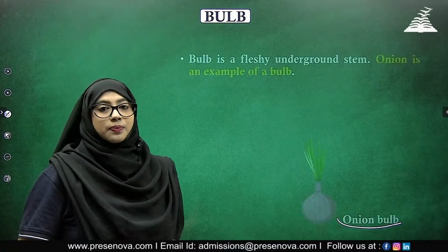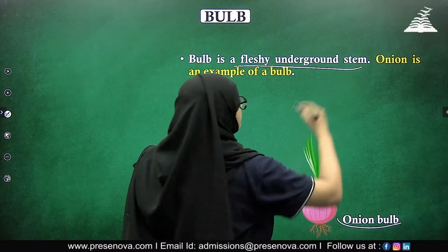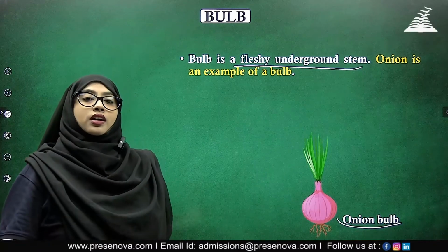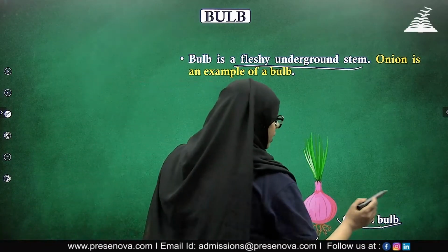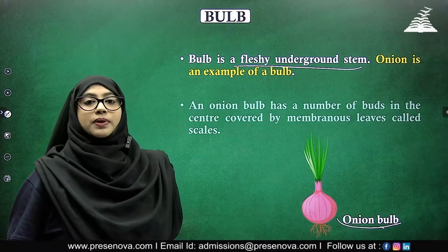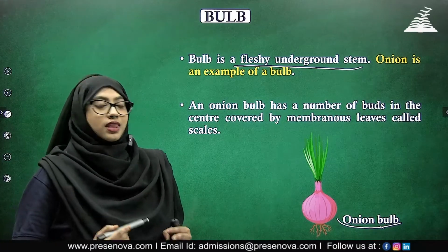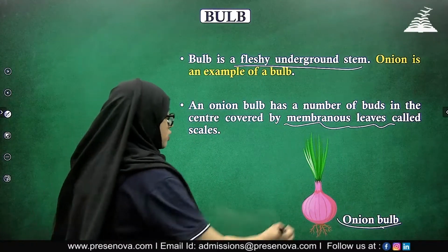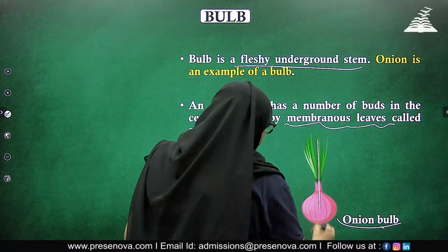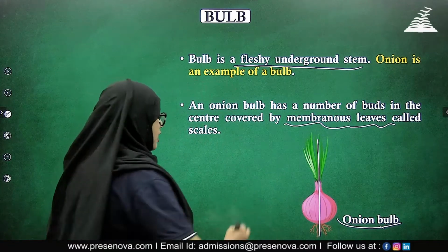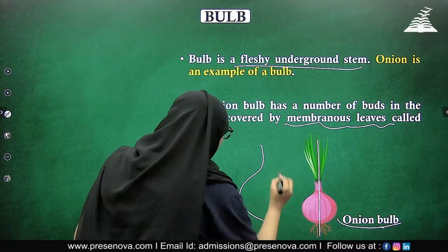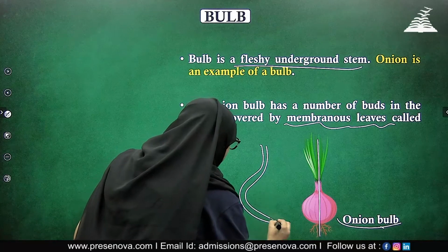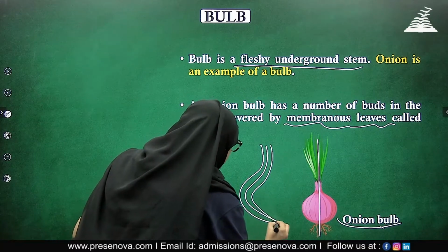bulb. Bulb is a fleshy underground stem. An example for the bulb is the onion bulb. So the onion bulb here has a number of buds present in the membranous leaves. They are called scales. So when we take a longitudinal section of an onion, then this onion will have a number of membranous scales in them.